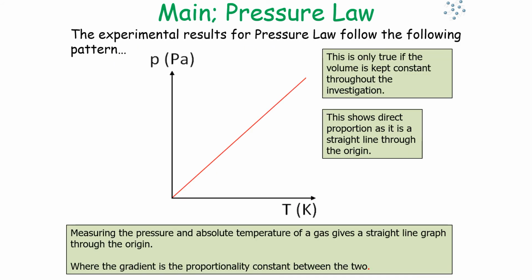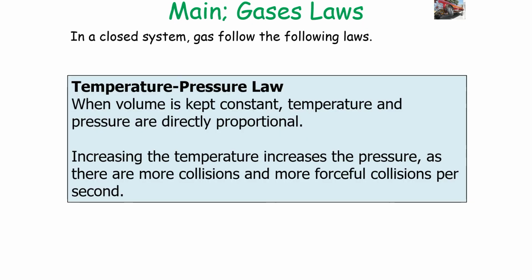Now if we look at experimental results, we can see that when we plot pressure against temperature, we get a straight line through the origin, as that indicates a direct proportional relationship between the two. So in a closed system, a gas follows the following laws. When the volume is kept constant, the temperature and pressure are directly proportional. Increasing the temperature increases the pressure, as there are more collisions and more forceful collisions per second.